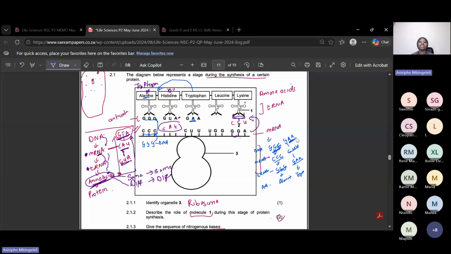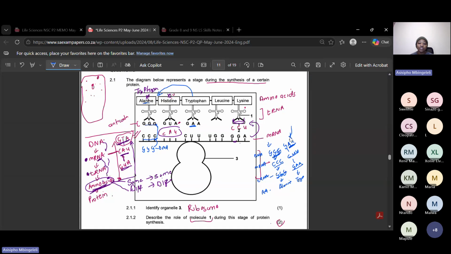And all of this is because of a mutation that occurred in the DNA, which means that the initial amino acid that was coded for was alanine, but then because this anticodon codes for tryptophan, that's the amino acid that was brought forward. What does this mean for this particular protein? A different protein is going to be formed. So how do you answer it?